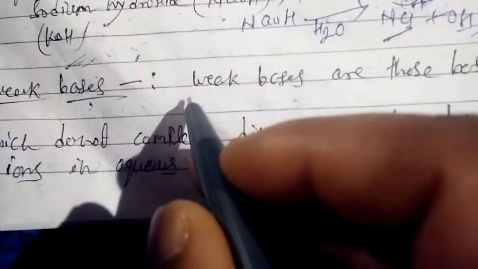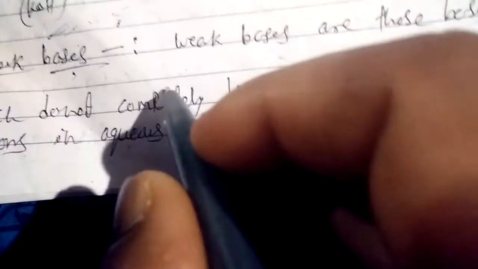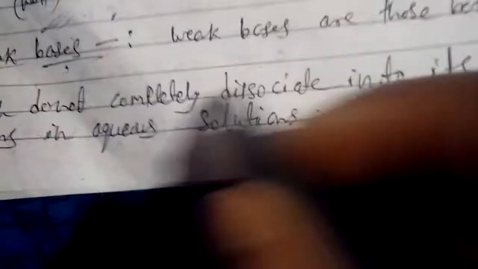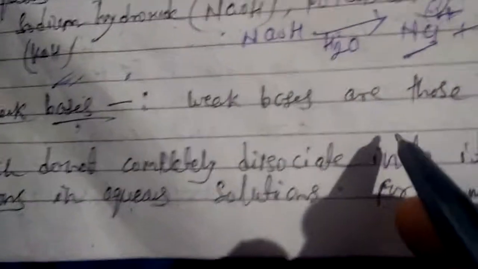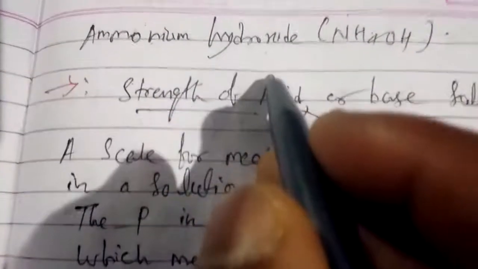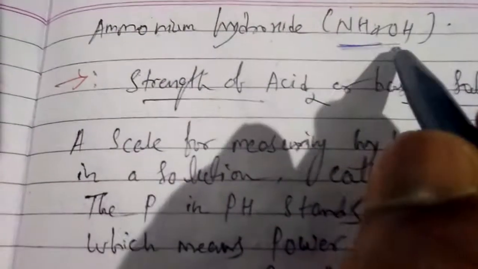But in case of weak bases, you know about weak bases? Weak bases are those bases which don't completely dissociate into their ions in aqueous solution. Understand? That is known as weak bases. Just like ammonium hydroxide, NH4OH. These are known as weak bases.